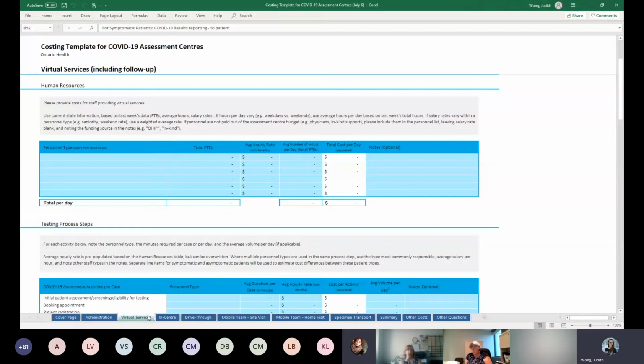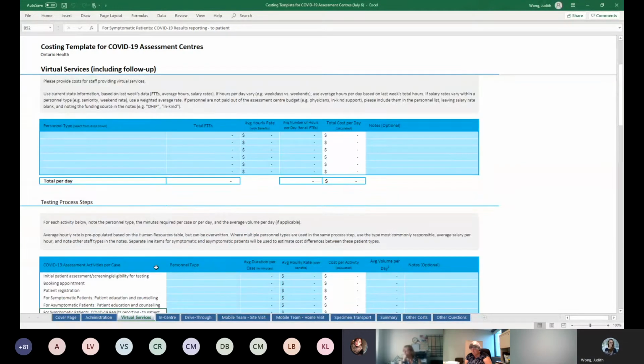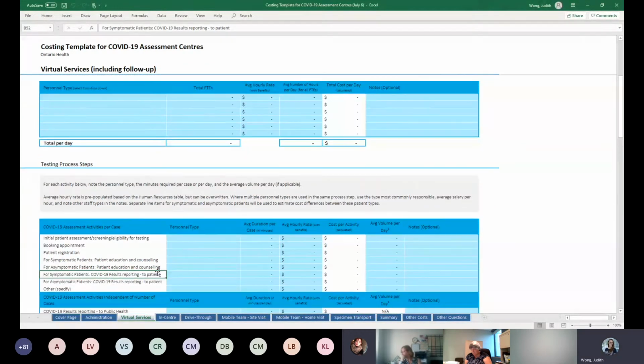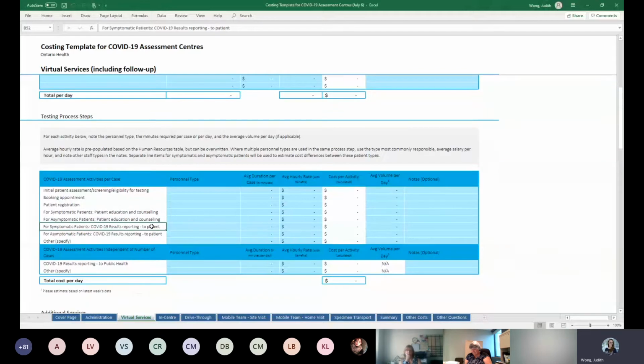Next question, virtual services, would that include calling people back with negative and positive cases? Yes, that's correct. So that would go under your COVID-19 results reporting, either to the patient or to public health. Please report that based on your practice. So if you call patients with negative results, include that. If you do not call patients with negative results, don't include that in your volumes. So base it on your own activity.